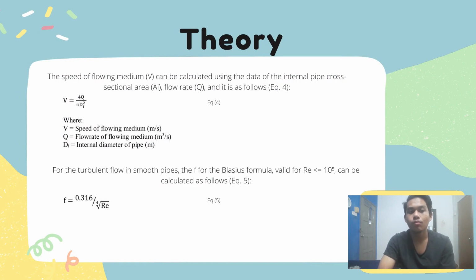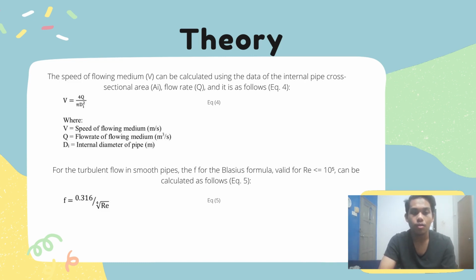The speed of the flowing medium can be calculated by using this equation, which is V equals 4Q over pi D square. V is the speed of the flowing medium, Q is the flow rate of the flowing medium, and D is the internal diameter of the pipe.